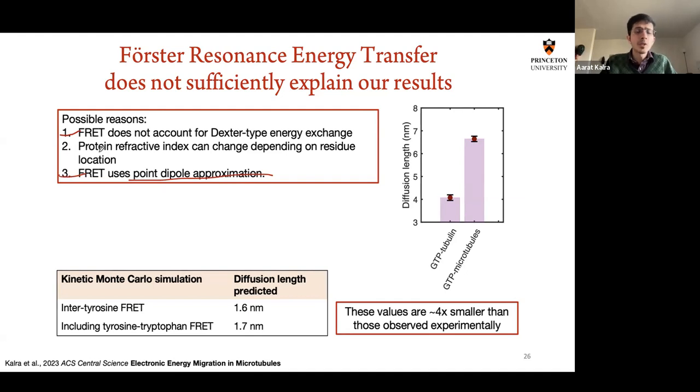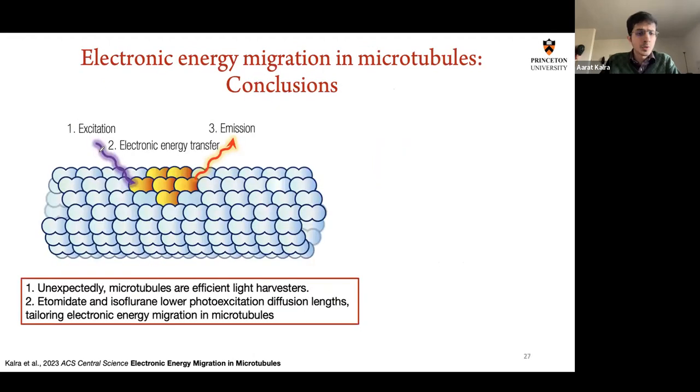Reason number two is that the protein refractive index used for the simulation actually changes depending on where you are in the protein. A tryptophan exposed to the solvent has a different refractive index than a tryptophan deep inside the protein matrix. So these are some reasons why we think Förster resonance energy transfer may not sufficiently explain our results. The takeaways are that microtubules are unexpectedly efficient, like light-harvesting complexes, and that etomidate and isoflurane can reduce photoexcitation diffusion lengths, tailoring electronic energy migration in a microtubule.